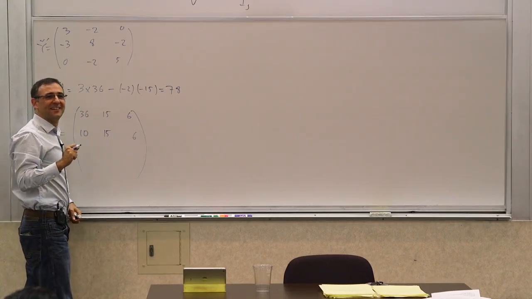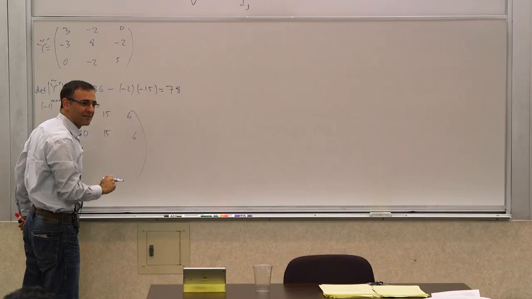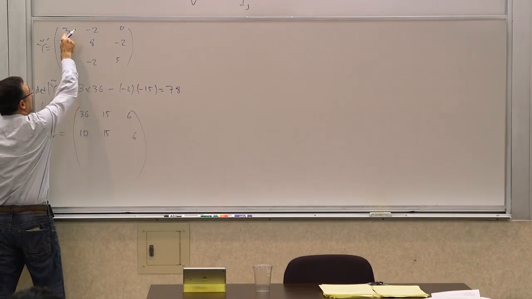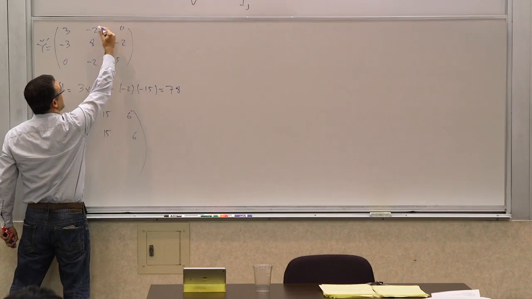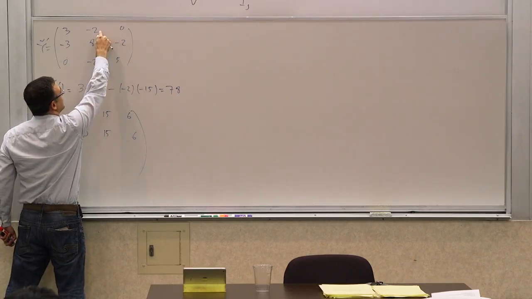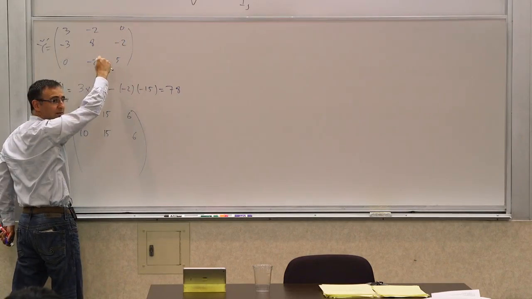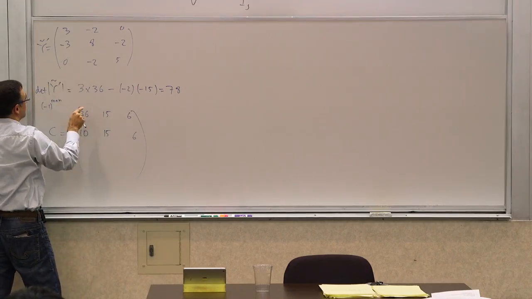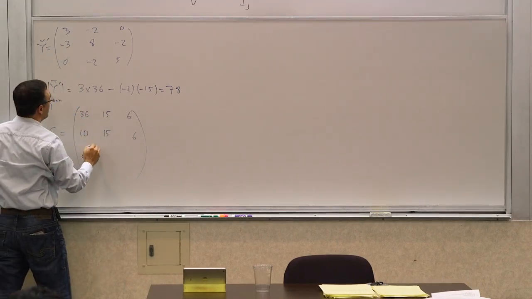OK, so next row. So here, this cofactor. How do we go about that? Eliminate this and that. This is what you're left with. So what's the determinant of this matrix? 4. And is it going to be positive or negative? Positive. So it's going to be 4.